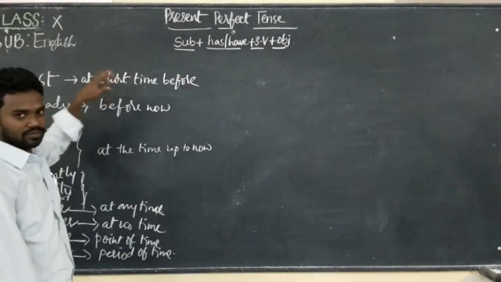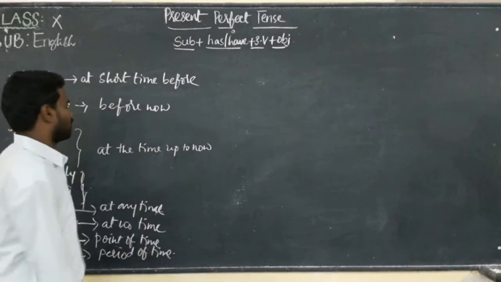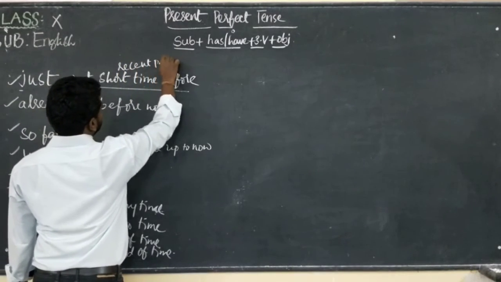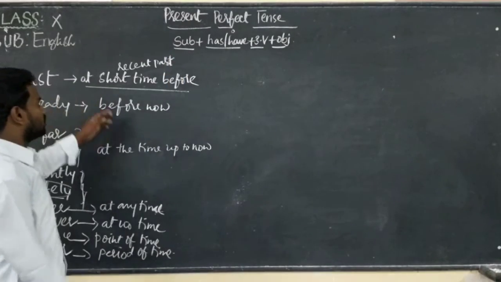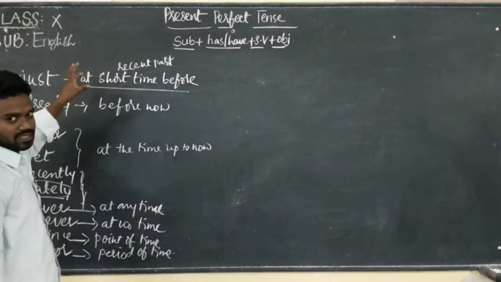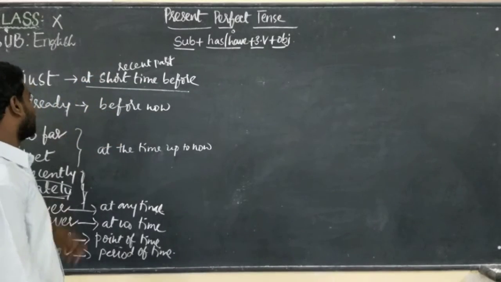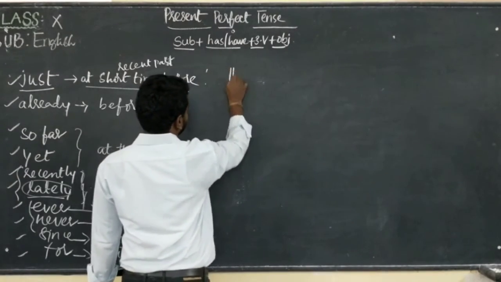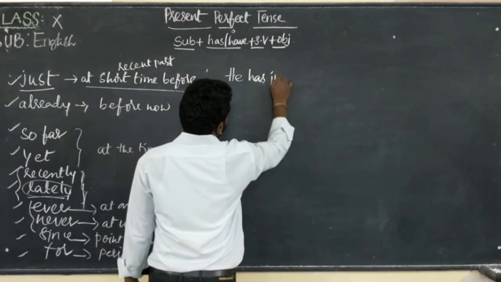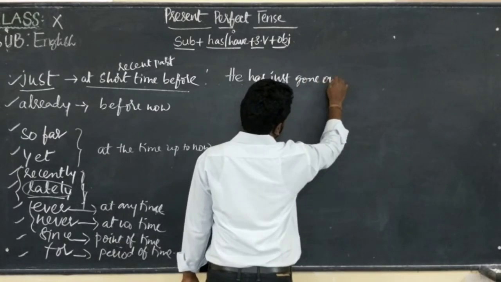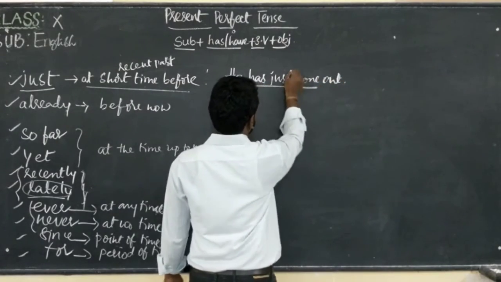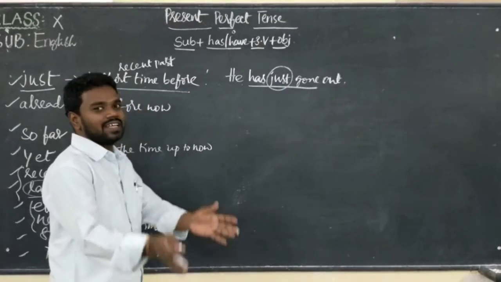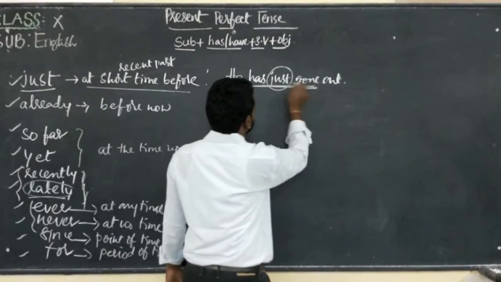So now you see here, just is used in present perfect tense to indicate a short time before. That means recent past activities. So we use present perfect tense to indicate recent past activities, right? When we talk about recent past activities, we use a word called just. For example, he has just gone out. Just is used here. It completed recently. The action is completed recently. He has just gone out.